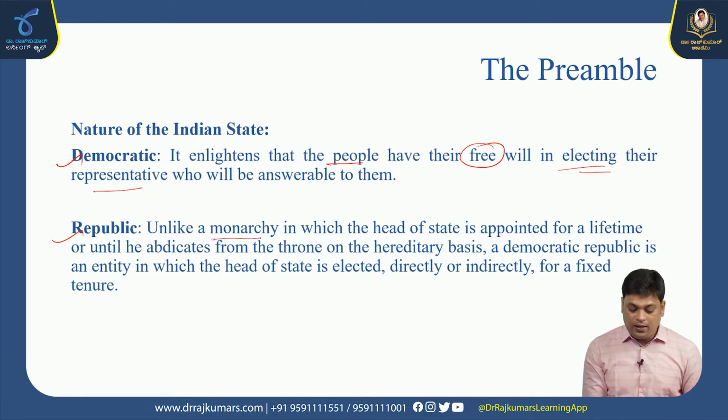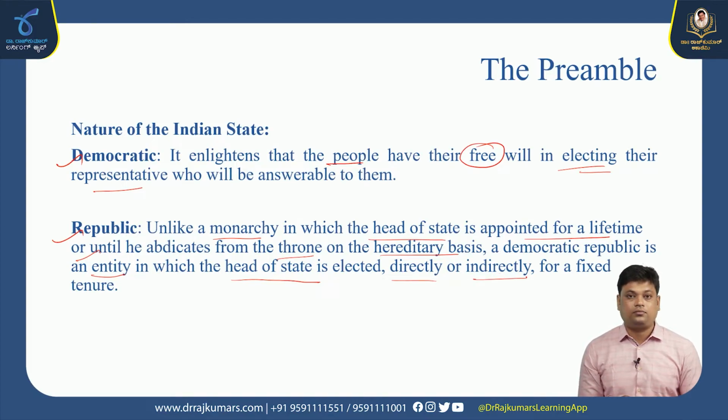Republic. Unlike a monarchy in which the head of state is appointed for a lifetime or until he abdicates from the throne on a hereditary basis, a democratic republic is an entity in which the head of state is elected directly or indirectly for a fixed tenure. Earlier, the states in India were ruled by princes. One particular family with hereditary rule would take control for a long time.